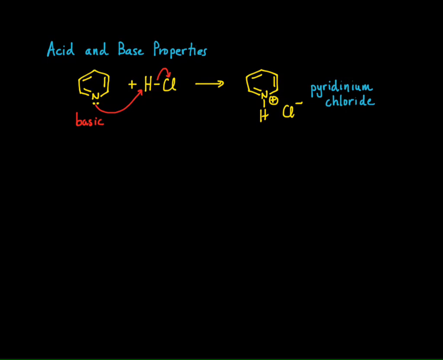And this structure is called pyridinium chloride. And we can actually determine the relative basicity of pyridine by looking at its conjugate acid. If I think about the conjugate acid, this pyridinium chloride, we see that its pKa is 5.2. And so in terms of basicity, it's somewhat of a weak base, but not a really weak base, and so pyridine is kind of in the middle in terms of its basicity.